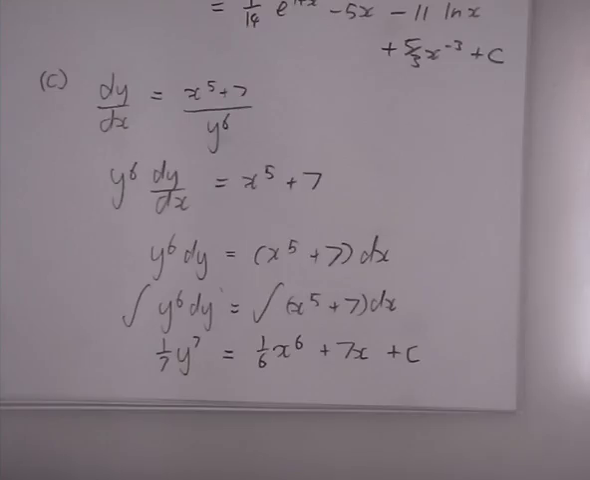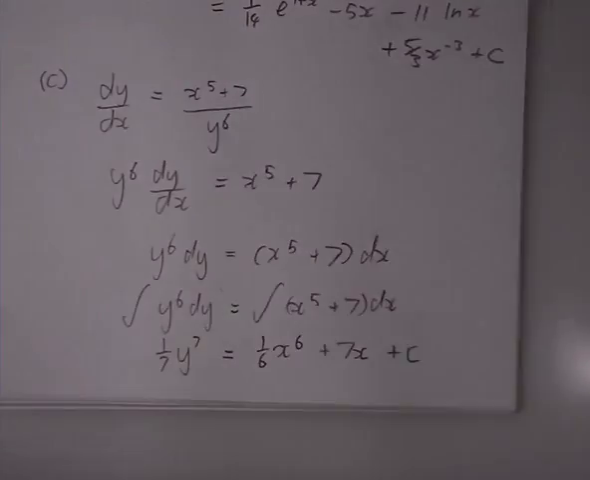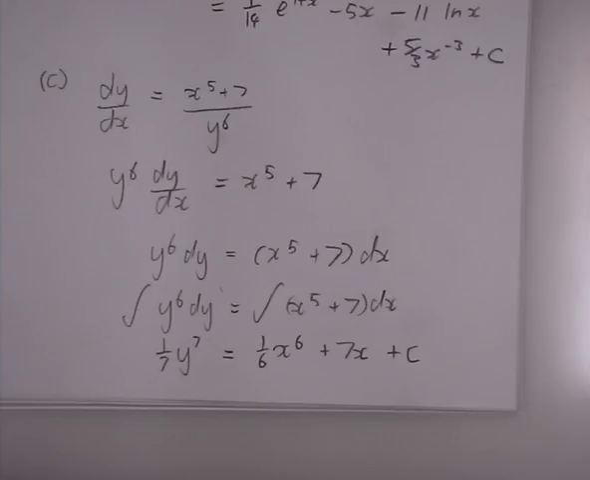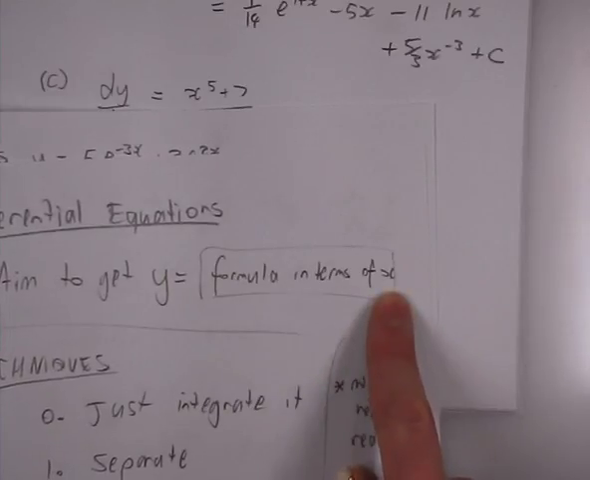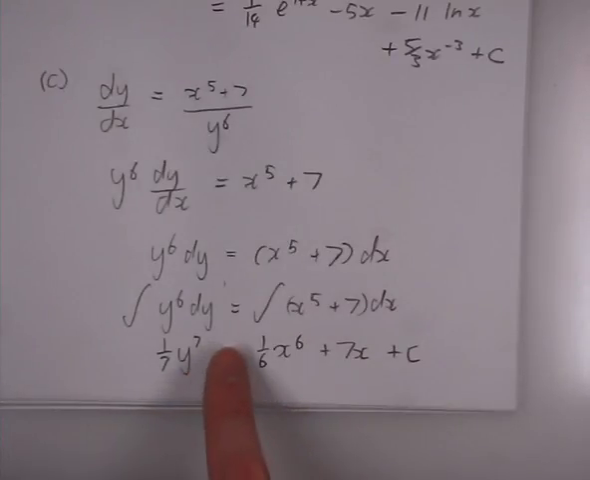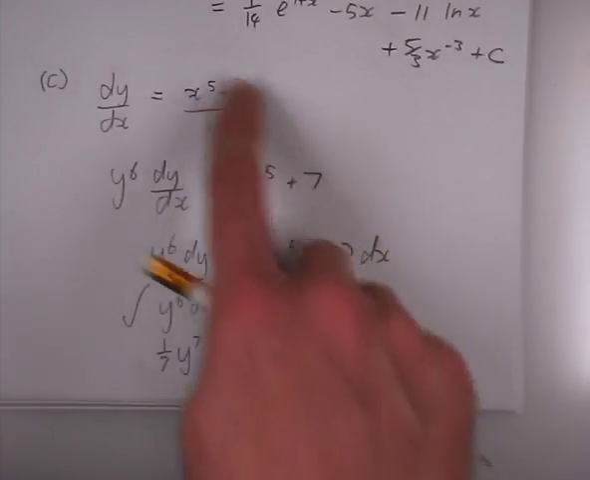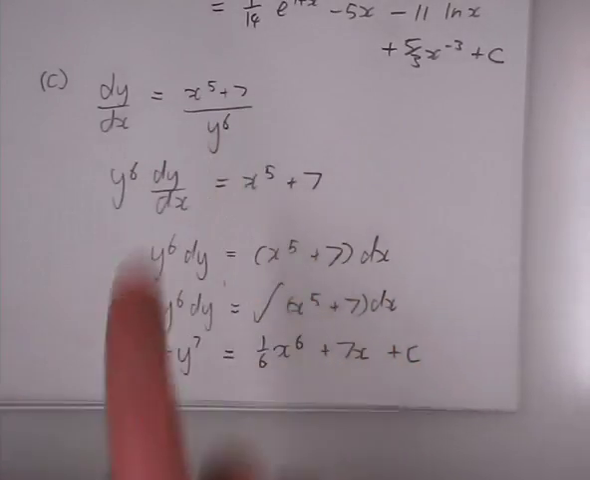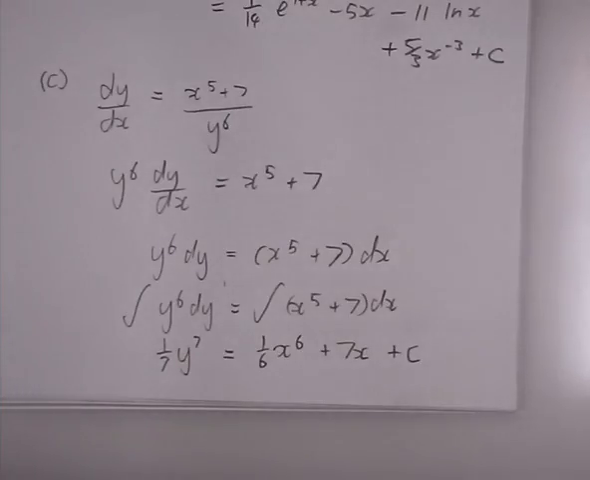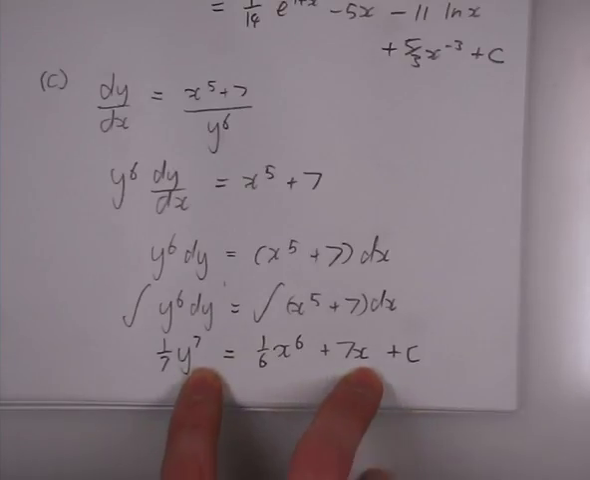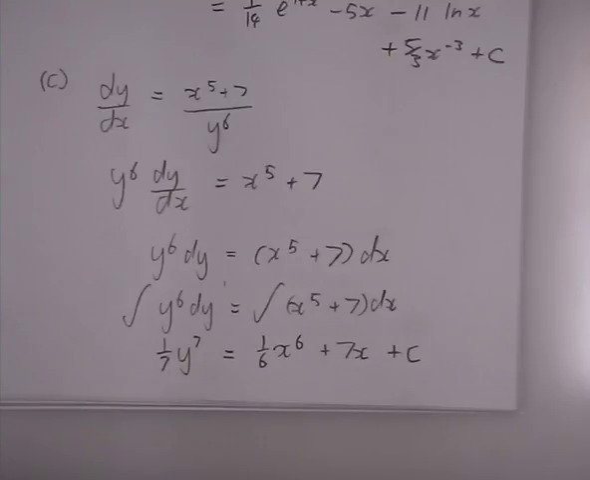But the point is I actually haven't finished yet because I'm supposed to get to y equals, if you recall. The aim is to get a formula for y in terms of x, and I don't currently have that. I have a 7th of y to the 7 equals that. So you can imagine how you could get this formula via implicit differentiation. We got a formula very like this from implicit differentiation, so what we're trying to do is implicit differentiation backwards. But we're also trying to solve this to figure out what y is.